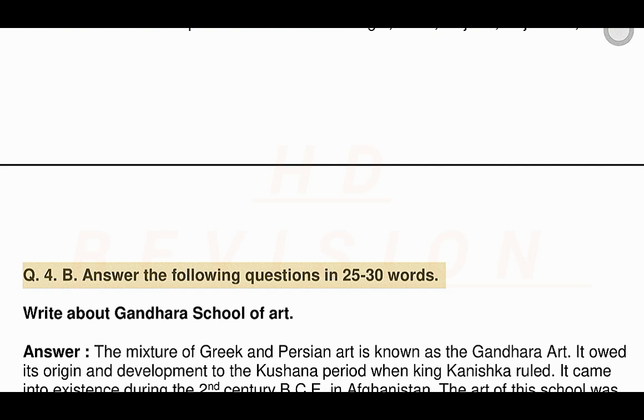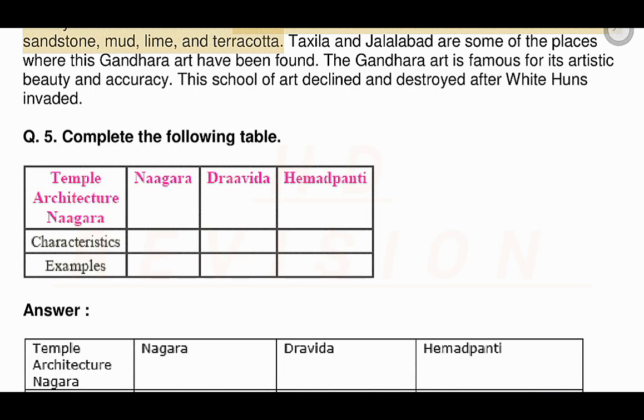Q4. B. Answer the following questions in 25 to 30 words. Write about the Gandhara School of Art. Answer. The mixture of Greek and Persian art is known as Gandhara art. It owed its origin and development to the Kushana period when King Kanishka ruled. It came into existence during the 2nd century BCE in Afghanistan. The art of this school was of the Mahayana form of Buddhism. The materials used in the Gandhara school of art were grey sandstone, mud, lime, and terracotta.